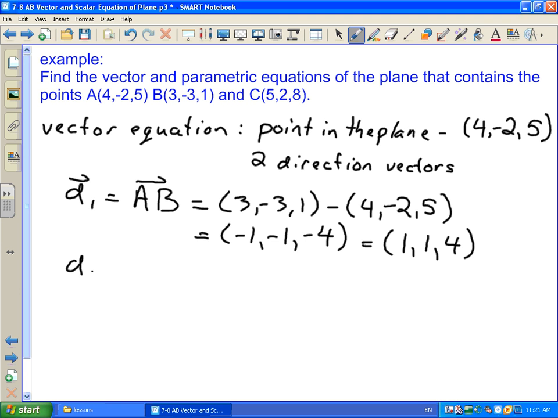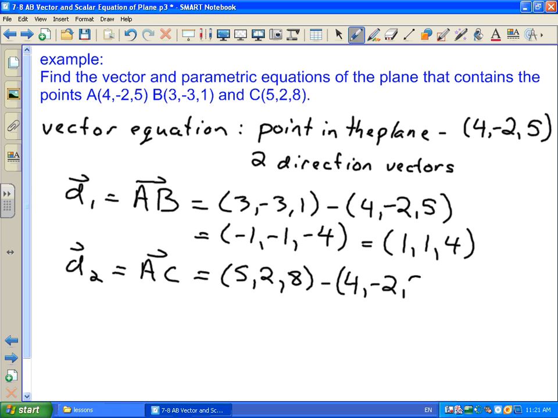Another direction vector, well, we can just make sure we're going between 2 different points here. So we could do the vector AC as our other direction vector. We'll do 5, 2, 8 minus 4, negative 2, 5. Which gets us 1, 4, and 3 as our second direction vector.